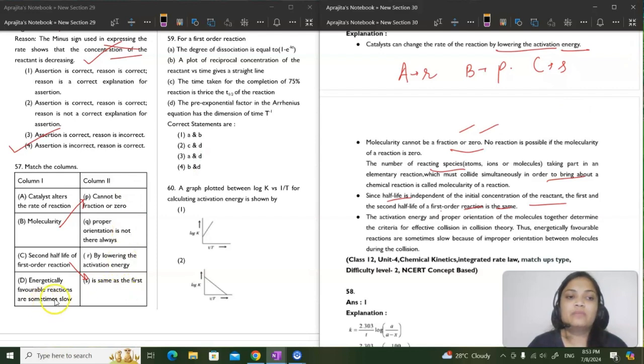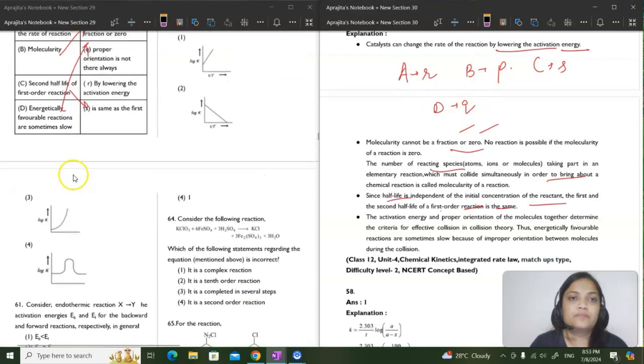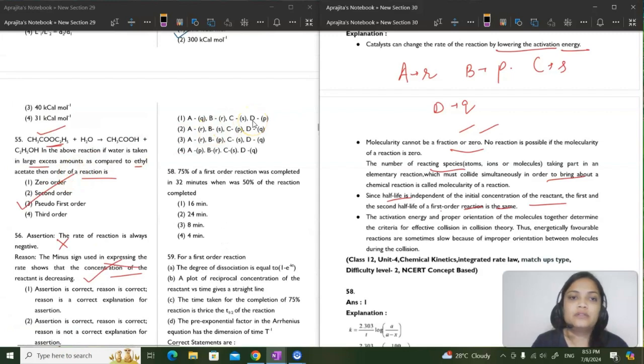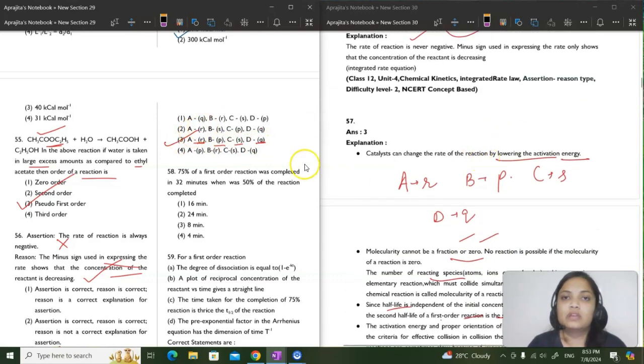And energetically favorable reactions are sometimes slow because a proper orientation is not there. Because there must be activation energy and proper orientation also. They will determine effective collision. So energetically favorable reactions are sometimes slow because there is improper orientation between the molecules, so the collision will not be that effective. So for D it's Q. So if we look at the answer, it is A-R, B-P, C-S and D-Q. Answer is option number 3. Yes, it's 3.